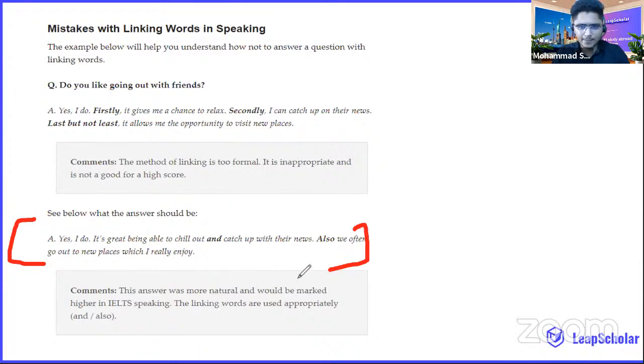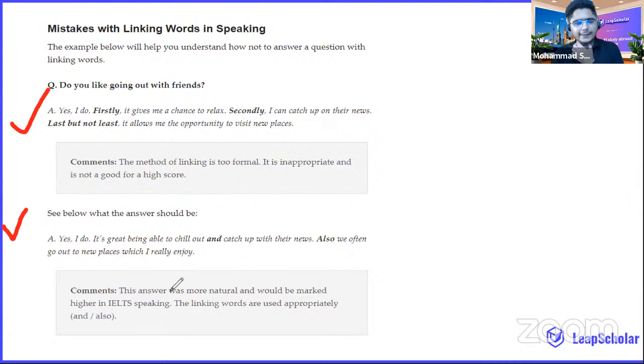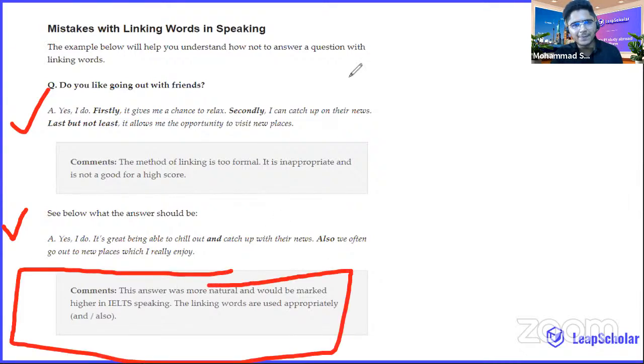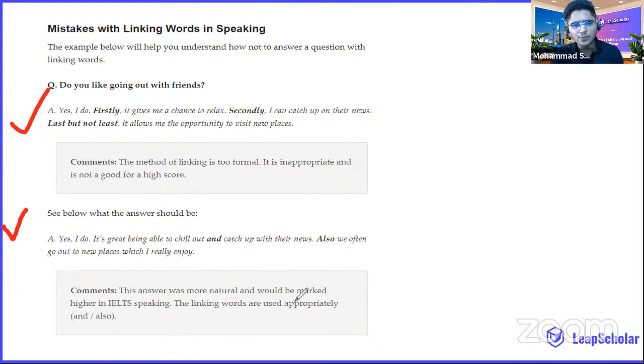Yes, I do. It's great being able to chill out and catch up with their news. Also, we often go out to new places, which I really enjoy. Okay, now what is the difference between this one and this one? The first one was quite formal, and the second was a little bit more casual. Here is the comment by the examiner: this answer was more natural and would be marked higher in IELTS speaking. The linking words are used appropriately.